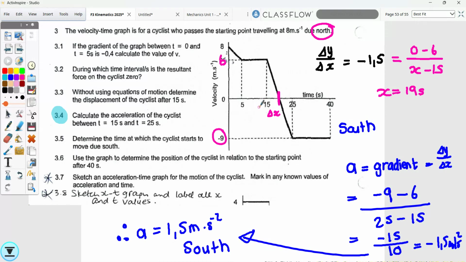Guys, listen, one last thing. Remember, change in y over change in x is y2 minus y1. So that was 0 minus 6. Are you happy with that part? And change in x is x2 minus x1. But I don't know what this x2 is. You can write x2 there if you want. x2 minus x1. x1 we know is 15. So this is delta y and this is delta x. And then we just solve for x because we know that this value is minus 1.5 because we've just worked it out. Does that make sense?